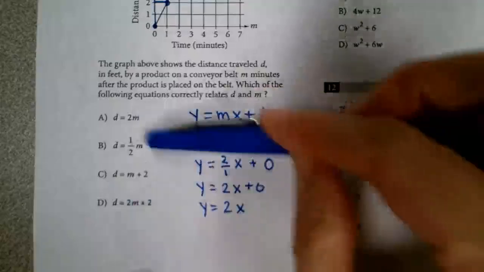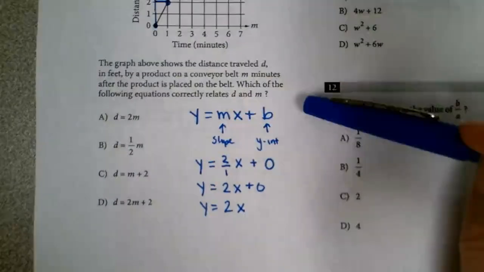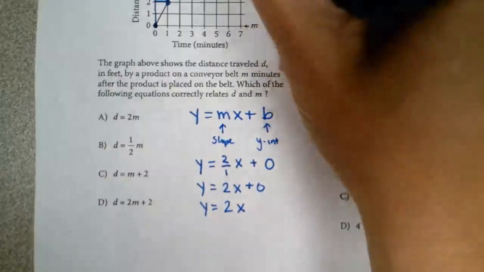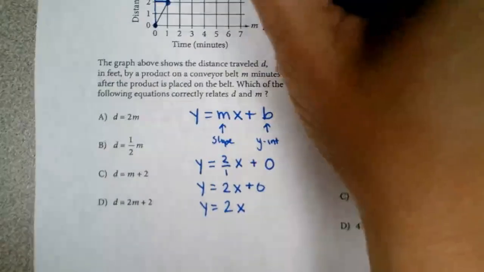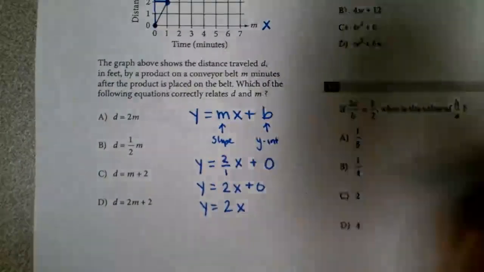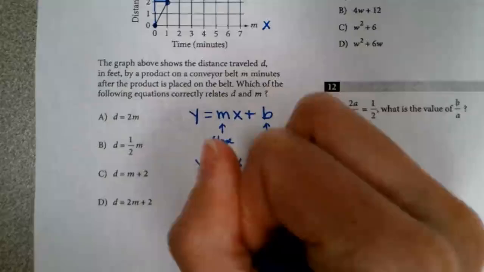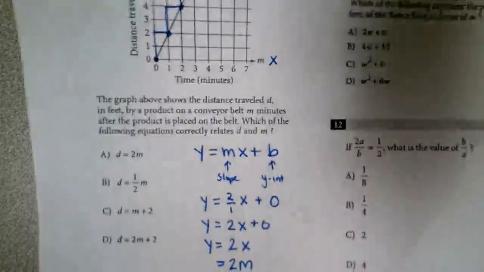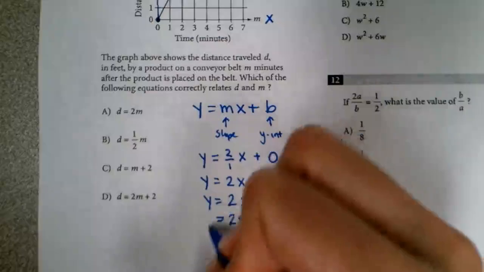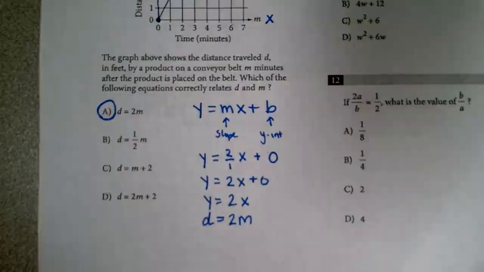Now, these don't have x's and y's in it. They have d's and m's. If I notice, this is the x-axis right here. So the m is like the x. So I'm going to replace that with an m. The d is on the y-axis. So I'm going to replace the y with a d. d equals 2m. That's choice A.